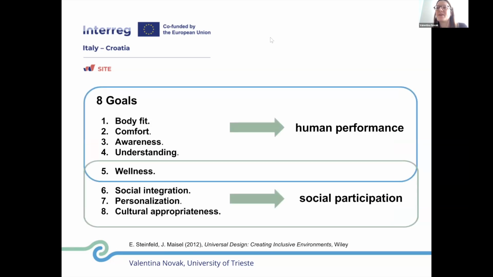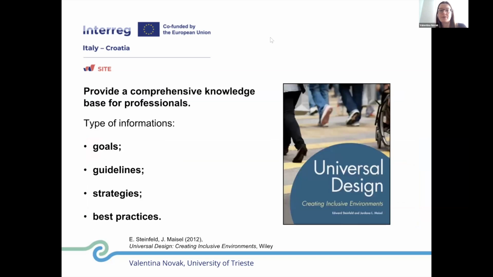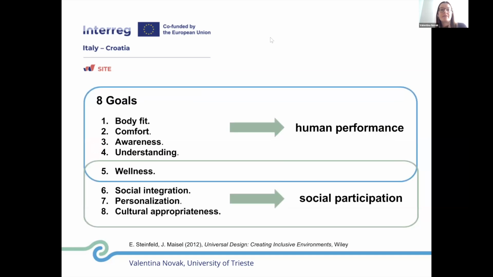Okay, so I'm going to finish my presentation with this slide. Just a few things about the goals. This reference that I told you before, Universal Design: Creating Inclusive Environments, identifies 8 main goals: body fit, comfort, awareness, understanding, wellness, social integration, personalization, and cultural appropriateness. So those goals are related to the purpose to improve human performance, health, and social participation.